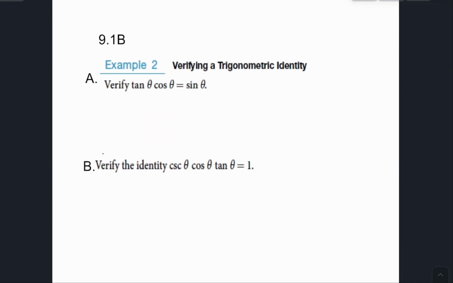So for the first time, we have the language. It's a little different than the problems we saw in 9.1a. It says the words verify a trigonometric identity. Now, verifying an identity means I know for a fact that this will simplify to a sine, or there's some way I could turn a sine into a tangent times a cosine. And our job is to show that they match.